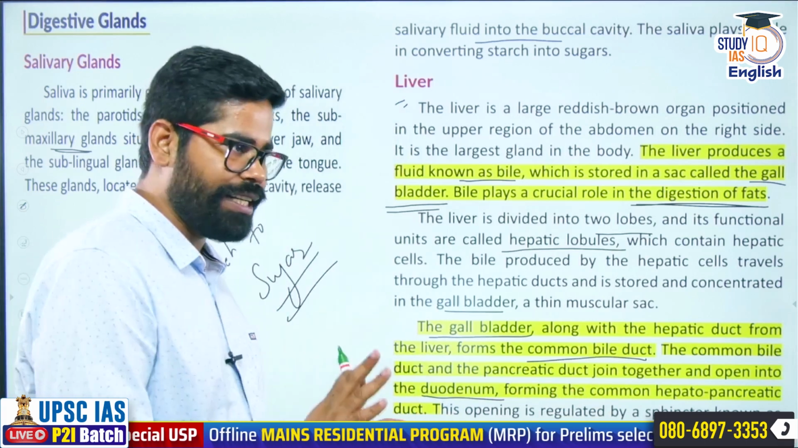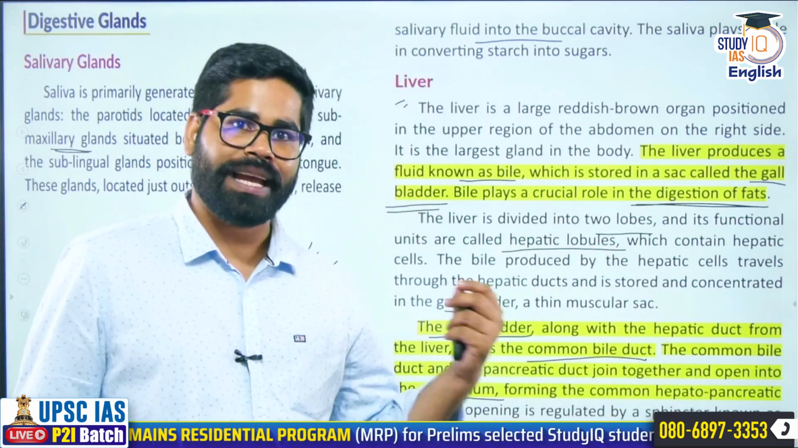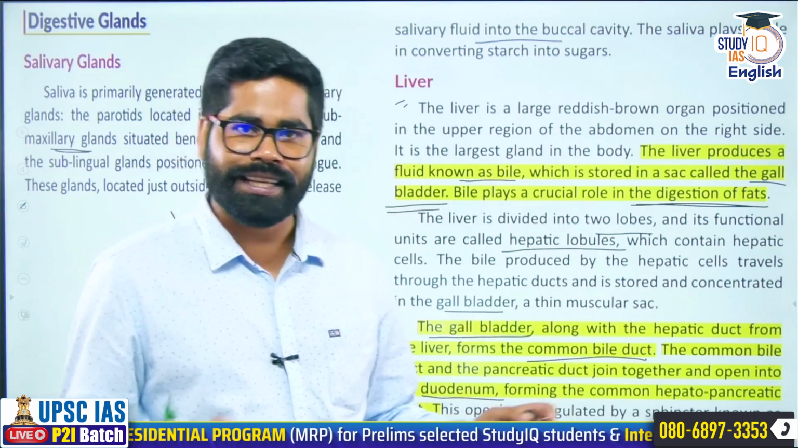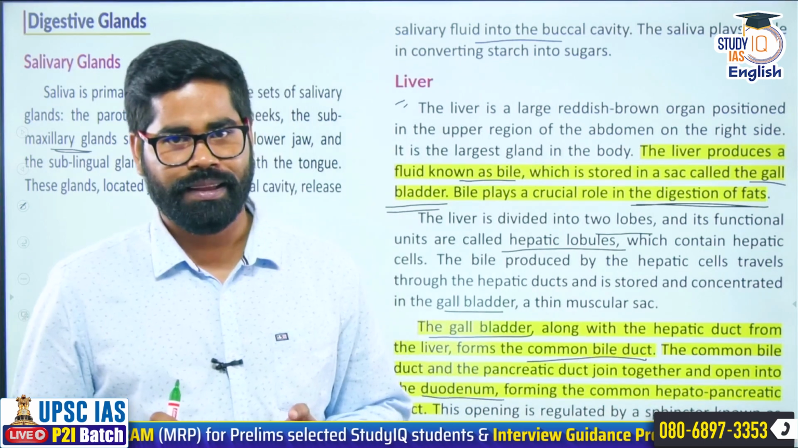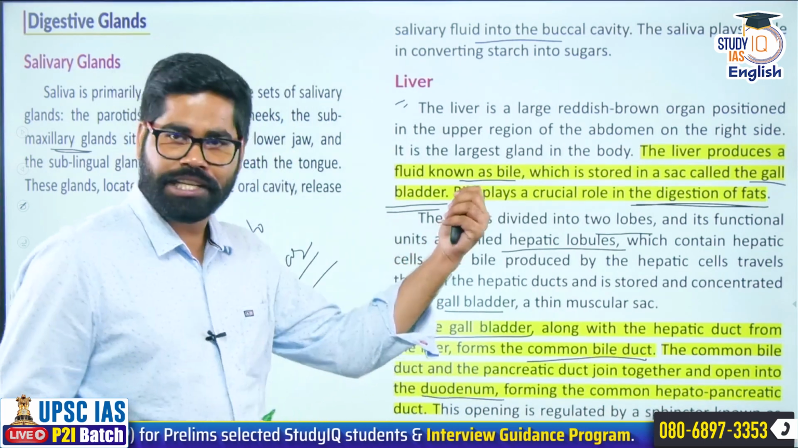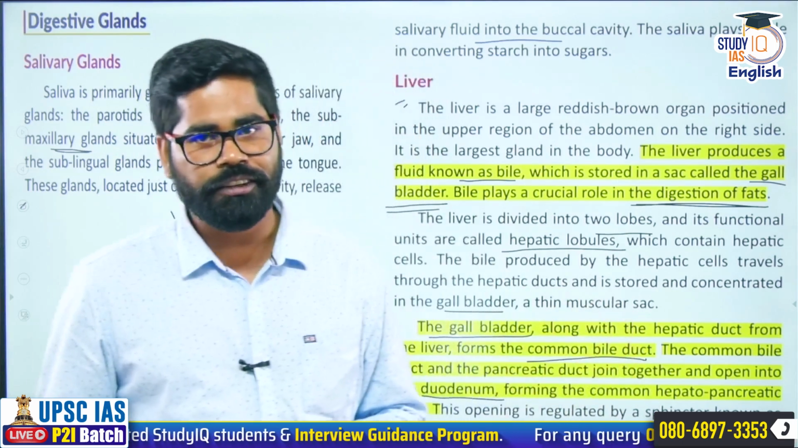I have told you earlier also, in the small intestine we have secretions from the pancreas, secretion from the liver, and then the digestive enzymes which are secreted by the small intestine itself. So from the liver there is generation of this bile juice which is responsible for digestion of the fats.